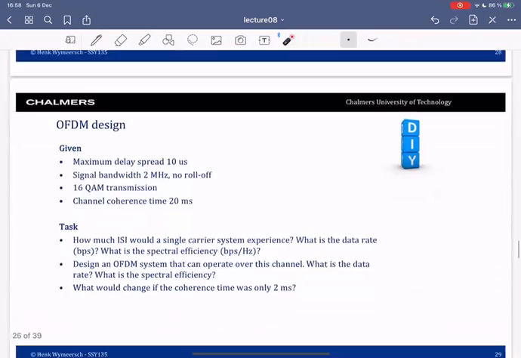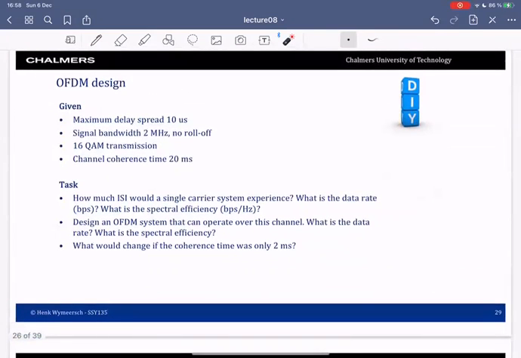Now we do another example. Here you should design your own OFDM system with a certain number of requirements. So you're given a channel which has a delay spread of 10 microseconds. You have a total signal bandwidth of 2 megahertz available. You can use 16 QAM, and your channel coherence time is 20 milliseconds.